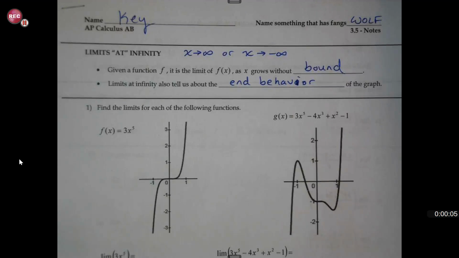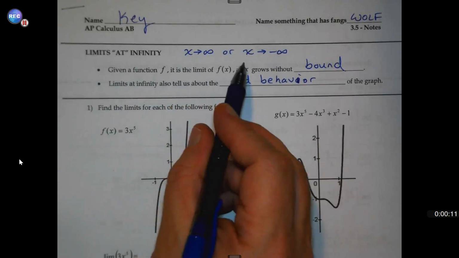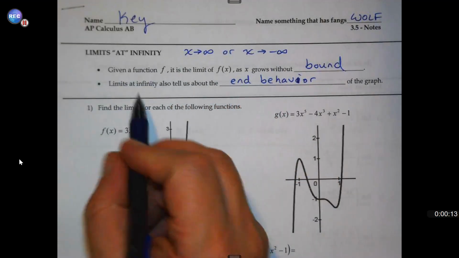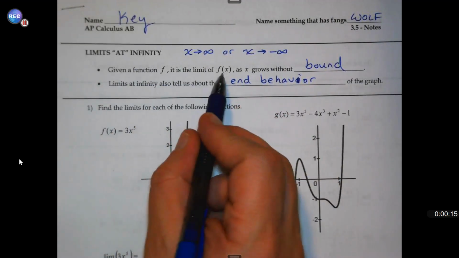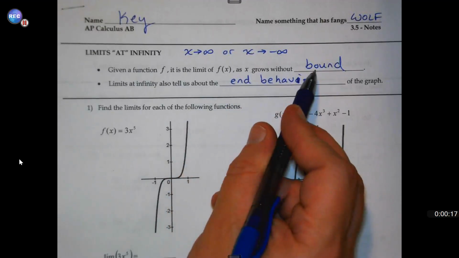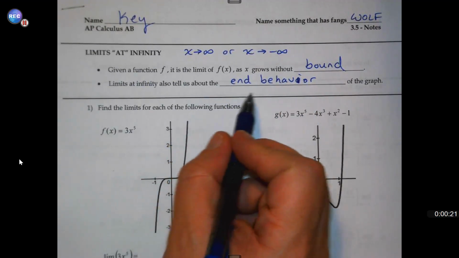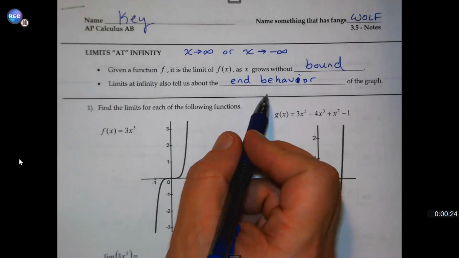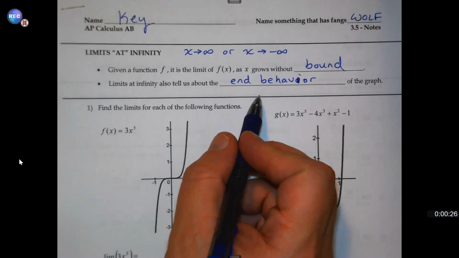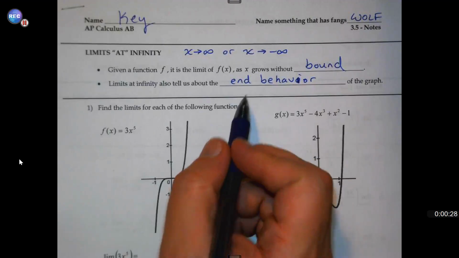This video is just going to talk about limits at infinity. Limits at infinity are when x approaches positive infinity or x approaches negative infinity. So given a function f, it is the limit of f of x as x grows without bound. These limits at infinity also tell us about the end behavior of the graph, so to let us know if our function has a horizontal asymptote.